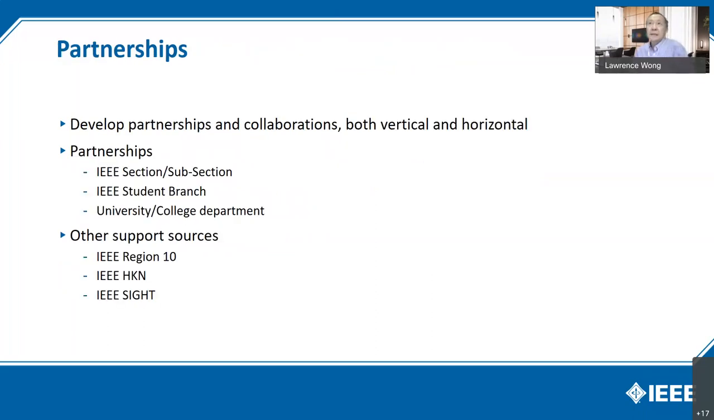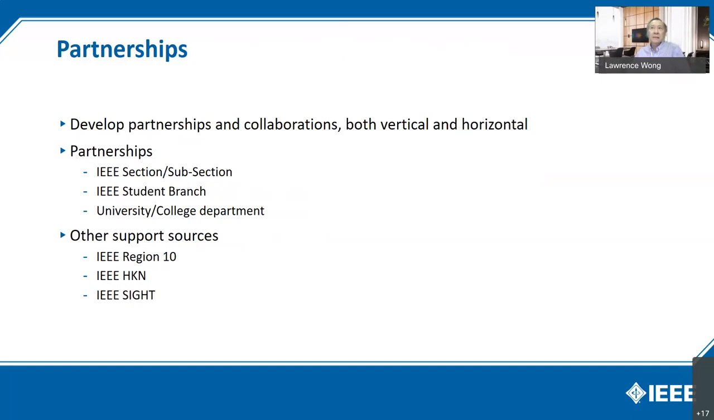So the other thing is partnerships. It's good to be able to partner with various entities, both vertically and horizontally. What I mean by vertical would be your school, your department and so on, your sections and so on. But also horizontally would be your student branch within your schools with other peer HKN chapters within the same city, within the country, globally. In addition to that, you can seek support from various sources, including the region, from the society itself. And if you do activities related to community support in terms of humanitarian technology and so on, you can also seek support from SIGHT. SIGHT is the Special Interest Group on Humanitarian Technology, and they have calls for proposals, for example.